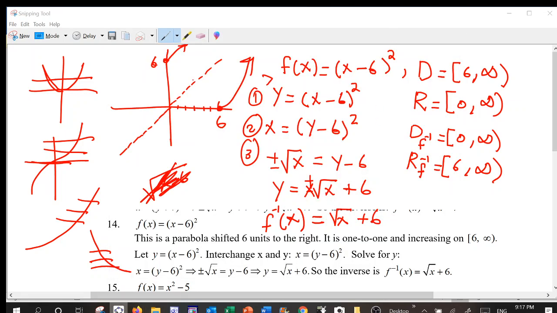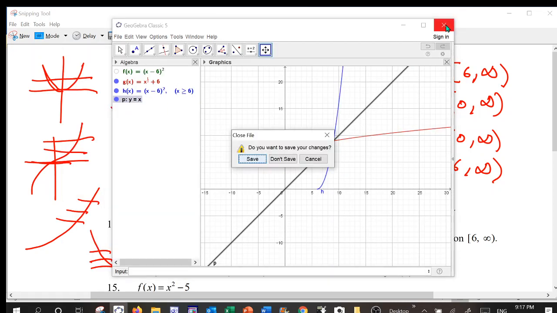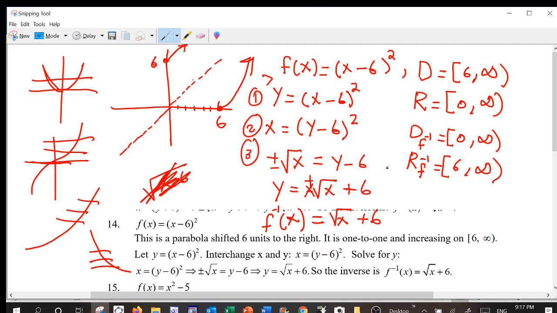Okay, let me close that so it doesn't use memory. All right, so where are we now? It was number 14.